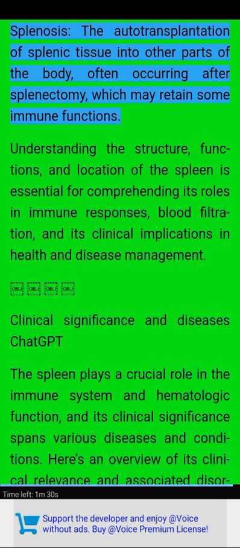Splenosis, the autotransplantation of splenic tissue into other parts of the body, often occurring after splenectomy, which may retain some immune functions. Understanding the structure, functions, and location of the spleen is essential for comprehending its roles in immune responses, blood filtration, and its clinical implications in health and disease management.